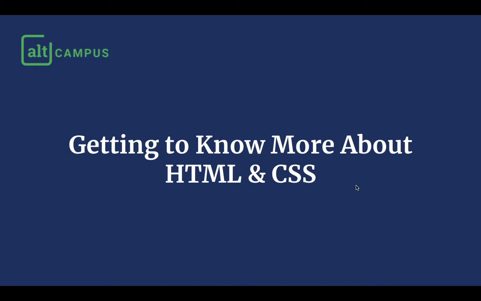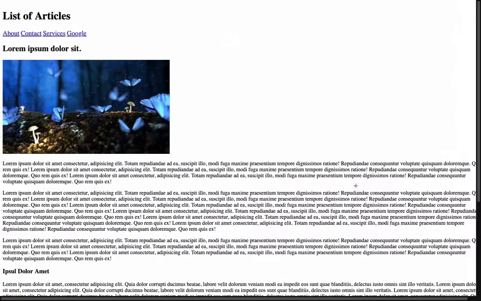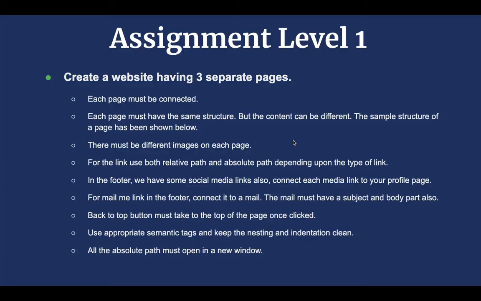Alright, in the getting to know more about HTML and CSS, we have our first assignment. In this assignment, we have to create three separate pages. Each page must have the same structure, but the content can be different. And the simple structure of the page is something like this here. And there must be different images on each and every page.